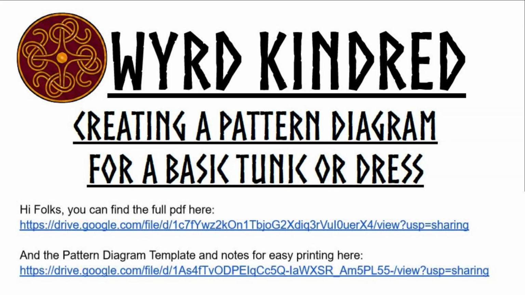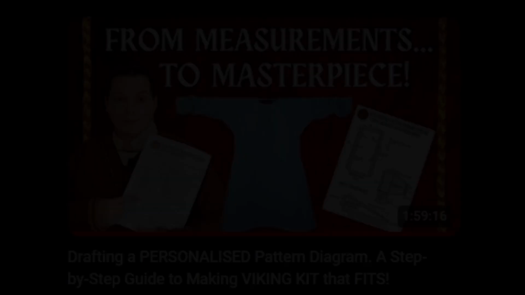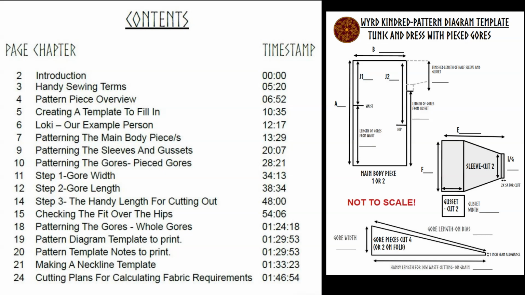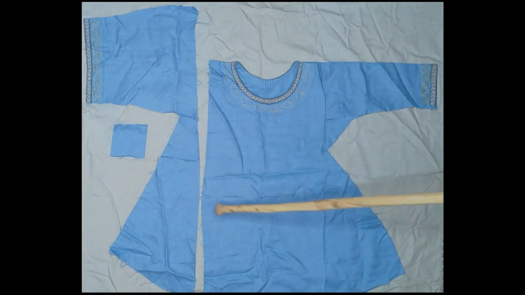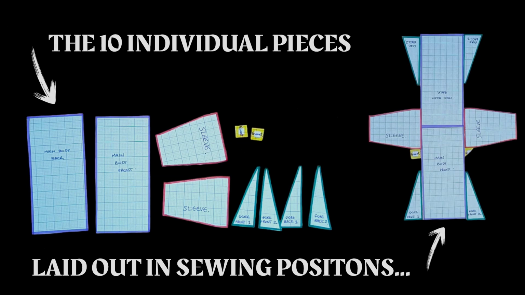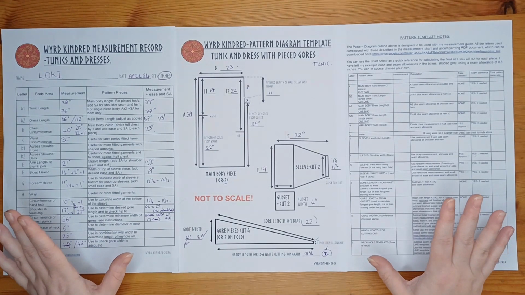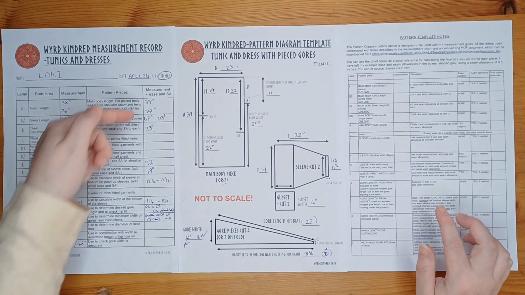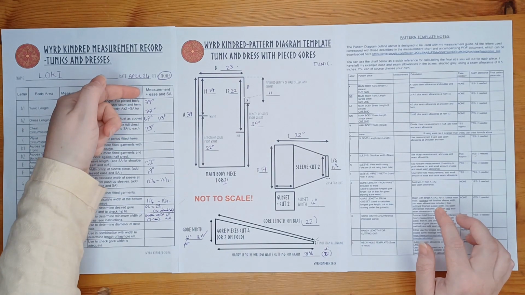on creating pattern diagrams for Viking Age tunics and dresses. This PDF accompanies the video titled Drafting a Personalised Pattern Diagram, a step-by-step guide to making Viking kit that fits. In this PDF I'll take you step by step through my method for making pattern diagrams for Viking Age kirtles and dresses. I'll show you how a simple kirtle or dress is constructed, breaking the garments down into their component parts. Then, starting with a set of measurements, and with the help of my example person Loki, I'll take you through how to accurately size each piece for a custom fit.